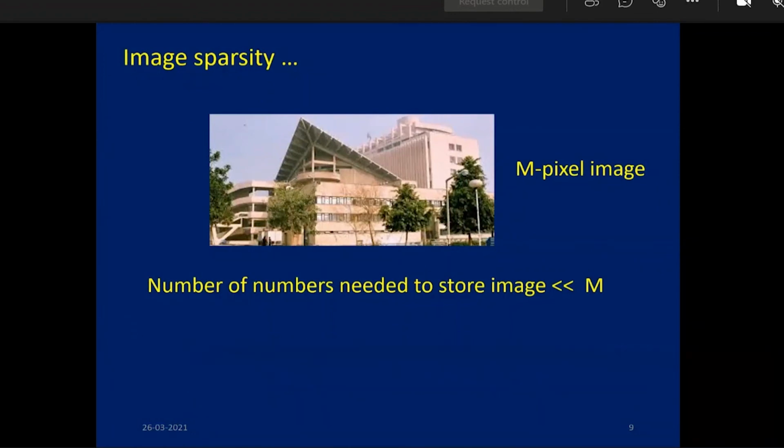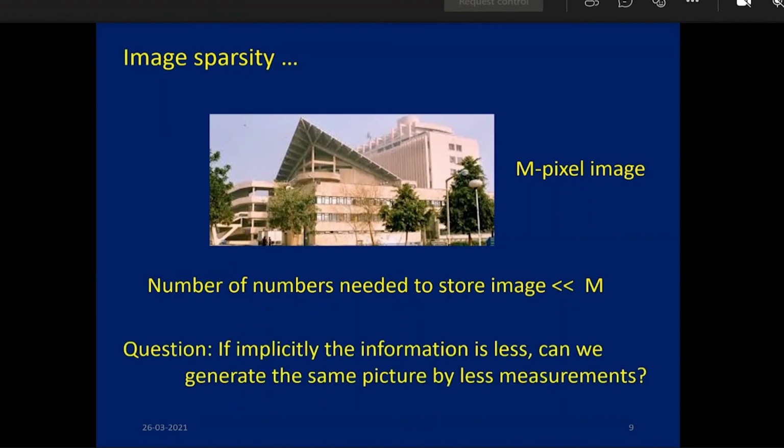But the question for imaging systems is interesting, because if what you are imaging is mathematically representable in a number of numbers that is much less than the number of pixels, then that poses very important questions for the imaging system itself. If the information of the interesting object you are imaging is actually much less than m, can we generate the same picture with fewer measurements?